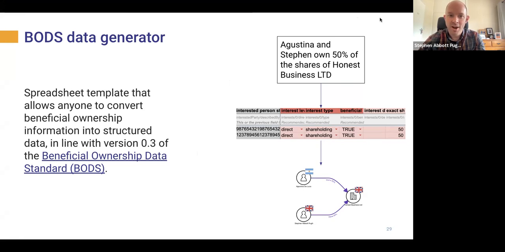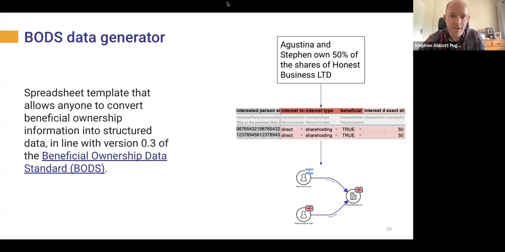So we are going to use the data. We're going to imagine that Agus and I have decided to set up a business together called Honest Business Limited, and that we're both going to be 50% shareholders of that company, and that we want to show how that information can be collected in line with version 0.3, which is the latest version of the Beneficial Ownership Data Standard. So if I just stop sharing that for a second, I will instead move to my other tab.